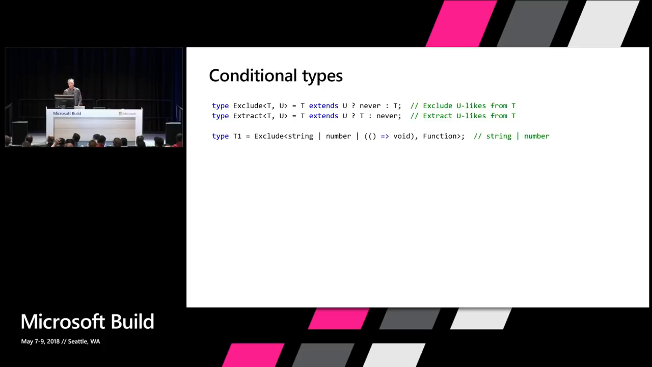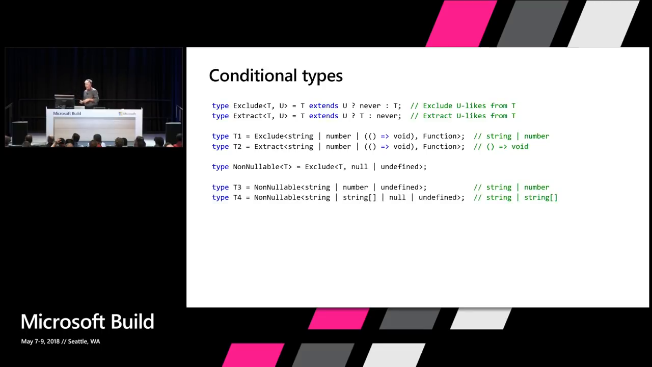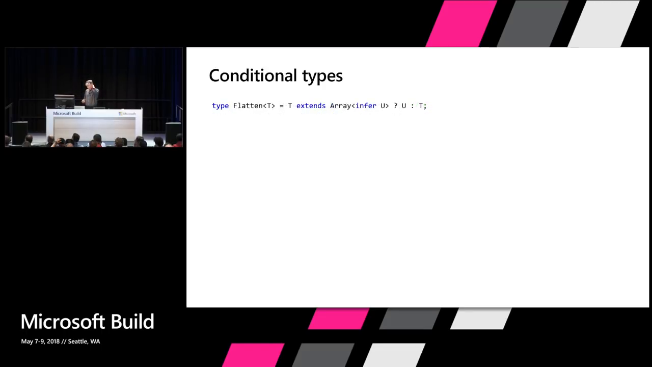So for example, here, if I have a string or number or some function type, and I exclude function, then I get just string or number, or if I extract function, then I get only the function parts of it. But now I can make a non-nullable of T that gets rid of null and undefined from some T, and that's actually quite useful. Also, we support the ability in conditional types to infer constituent types.